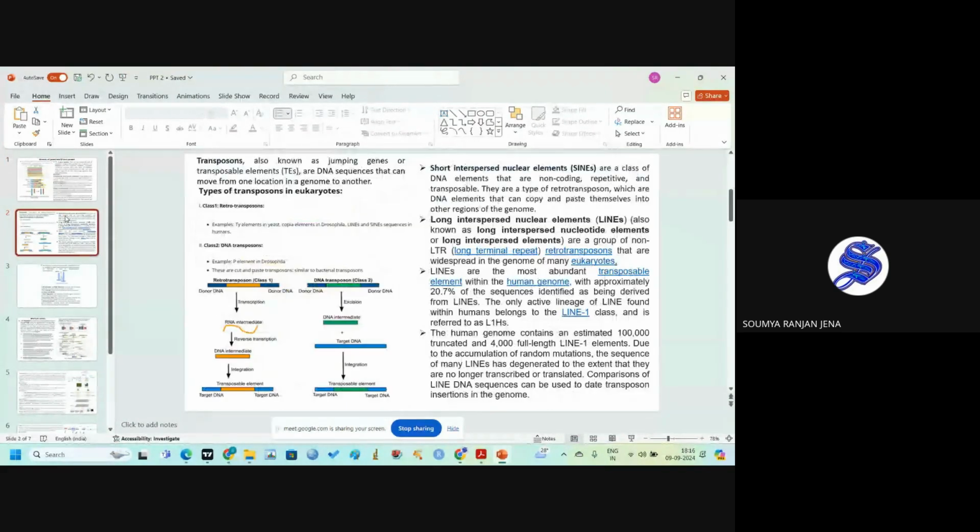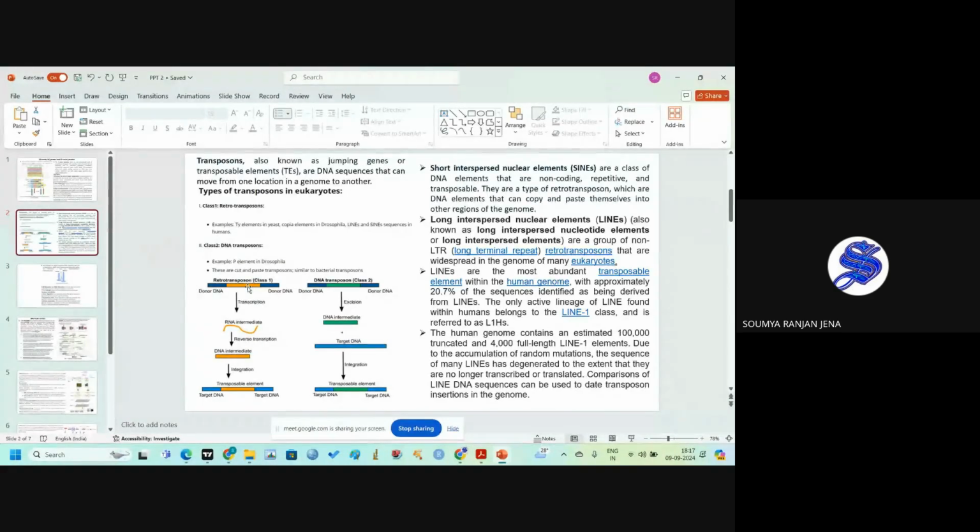Then if you go to what is a transposon, transposons are also known as jumping genes, or transposable elements, in the eukaryotic system. These are DNA sequences that can move from one location in a genome to another location of the genome. These transposons in eukaryotes are of two types. One is retrotransposon and the second one is DNA transposon.